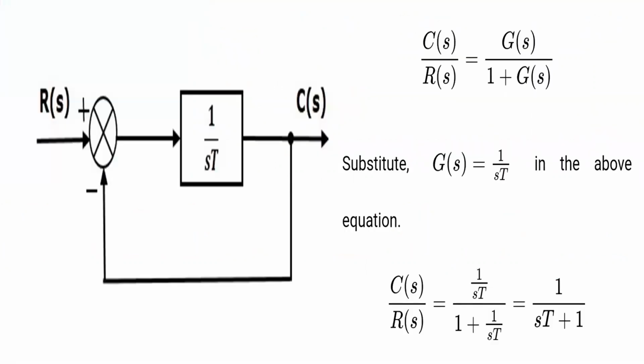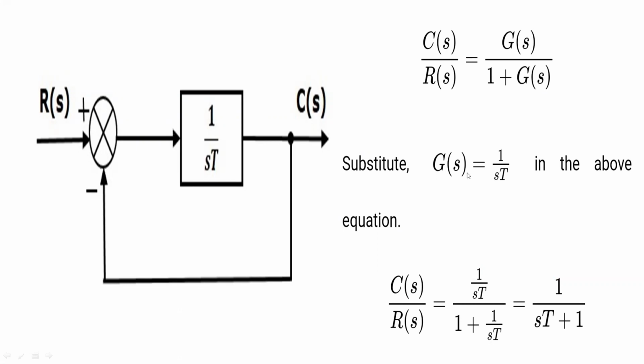If we consider the following block diagram of the closed loop control system, there is an open loop transfer function of 1 by sT, which is connected with a unity negative feedback. When there is no gain given here, we have to consider that it is unity gain. So the output is connected with unity negative feedback. This is the typical control system that we are considering here.